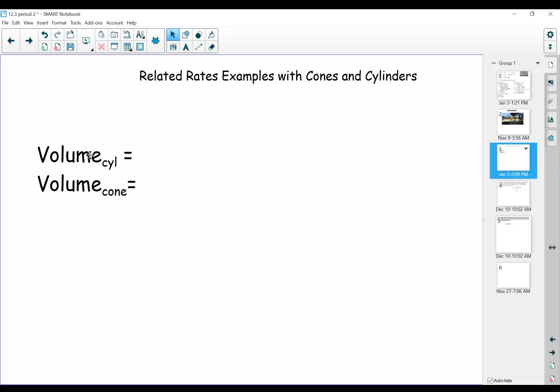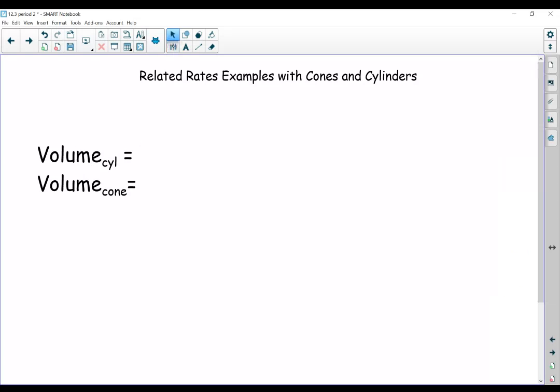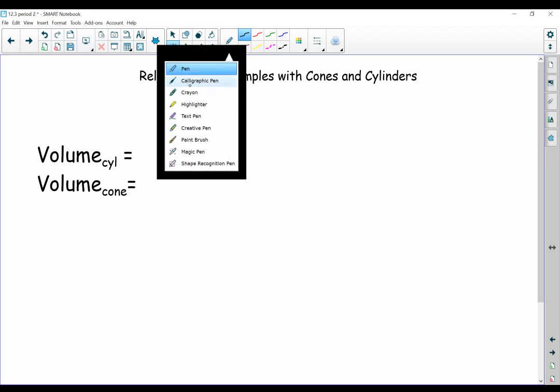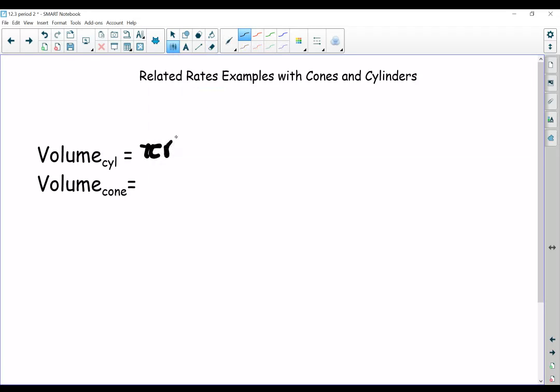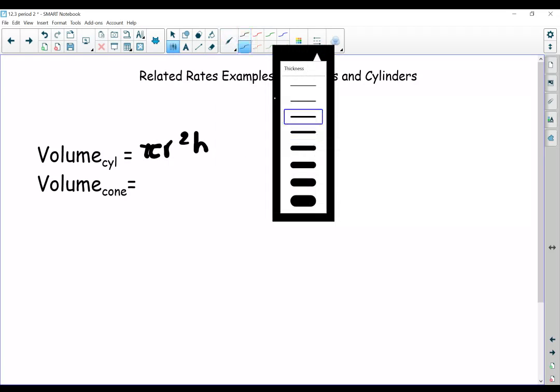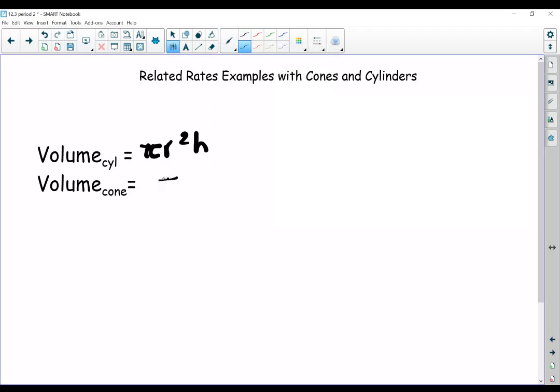So just to recap, if you remember from like 7th grade, the volume of a cylinder is just the area of the base. So it's pi r squared h. And the volume of a cone is just pi r squared h and a third of that. So a cylinder is just the area of the circle times the length or the height of the cylinder. Okay, the volume of a cone is the volume of a cylinder divided by 3.